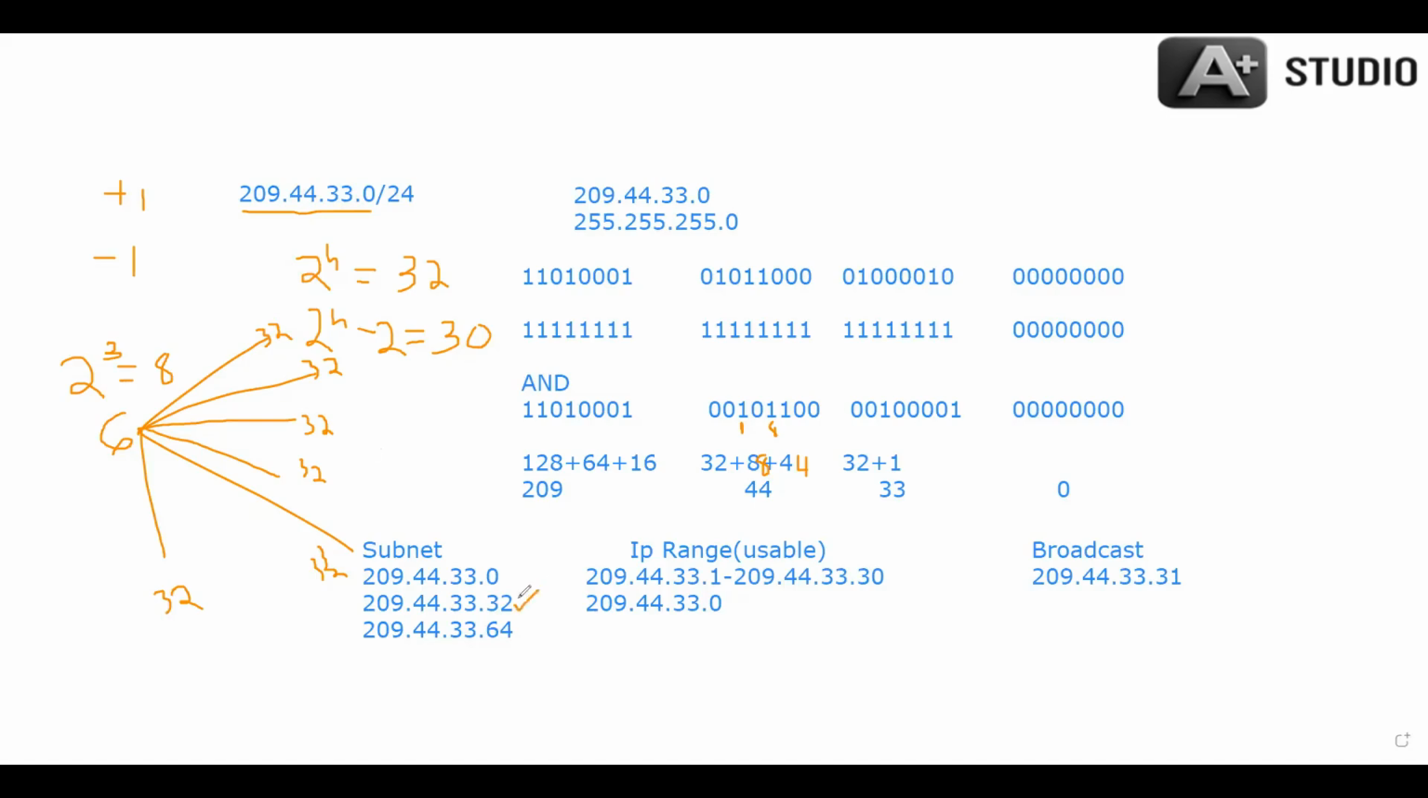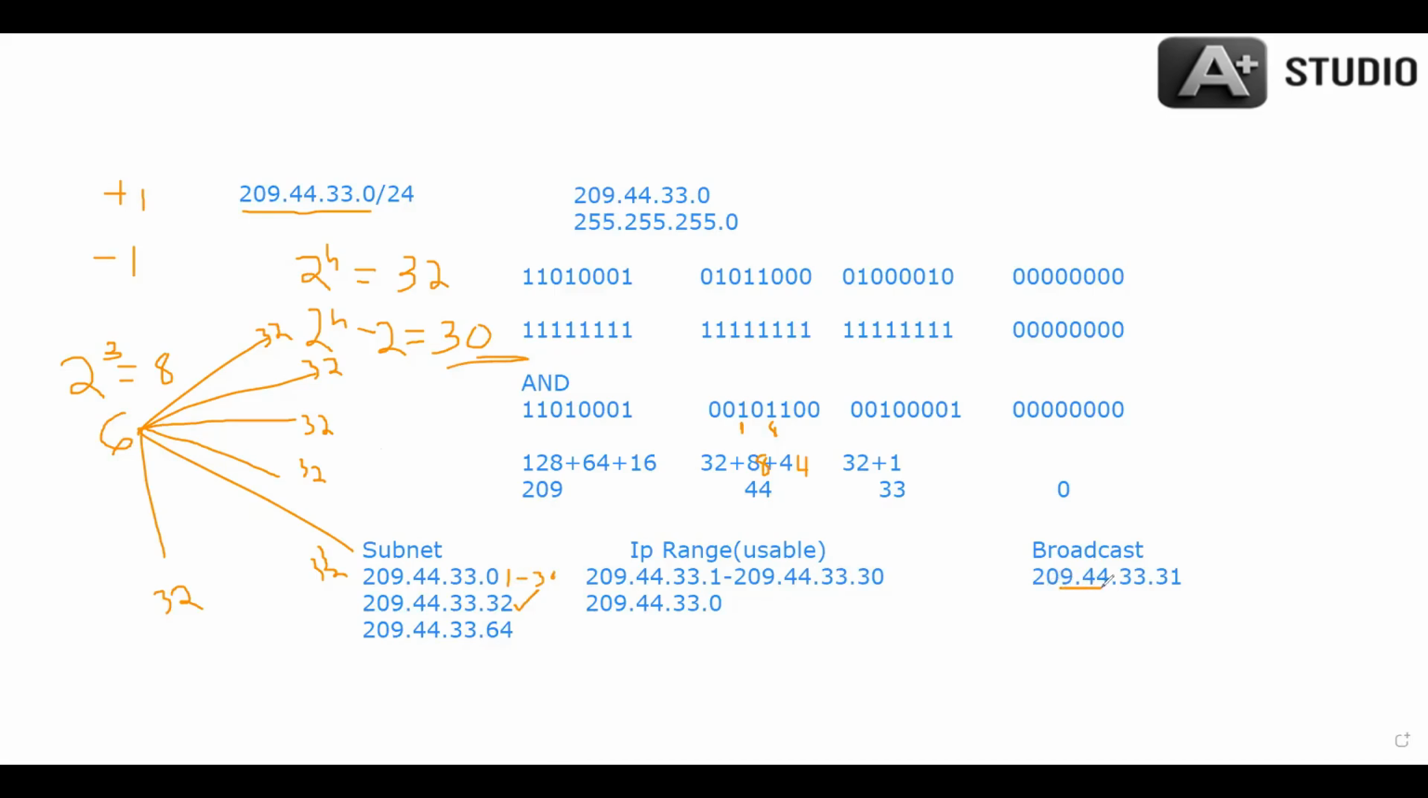So here becomes 32, the starting point of the first network. The usable range of this one can be 1 to 30, right, from here. That can get us the usable range.